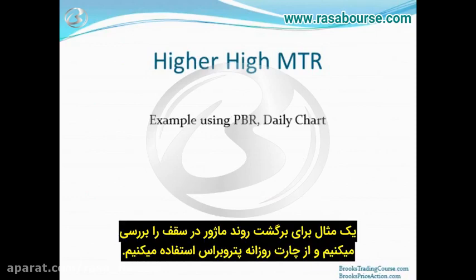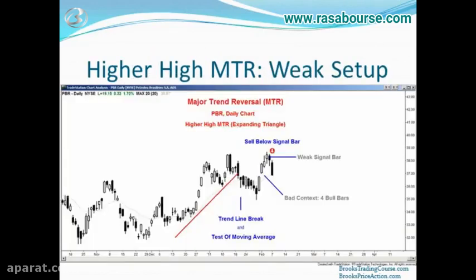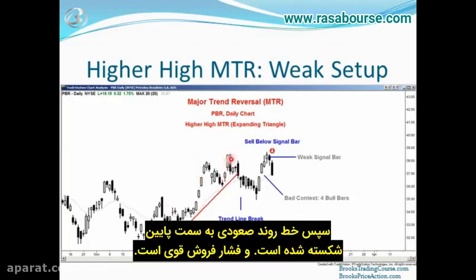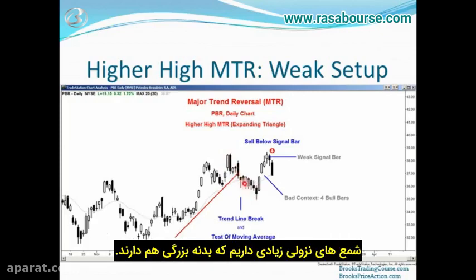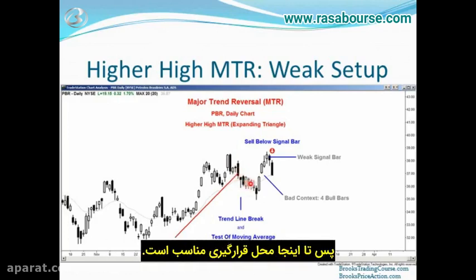As an example of a higher high major trend reversal, I'm going to use the daily chart of PBR, Petrobras. First of all, there's a bull trend, and in this case it's a bull channel, and then there's a break below the bull trend line, and the break had good selling pressure, a number of good sized bear bodies, and the break fell below the moving average. So the context is good so far.